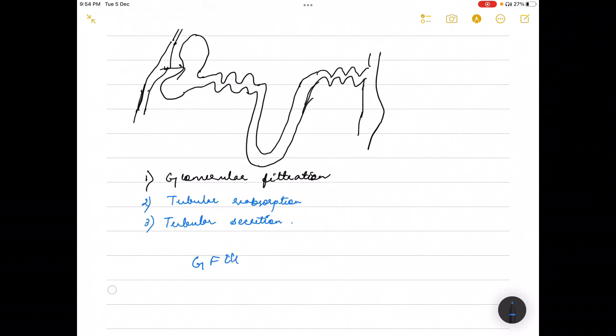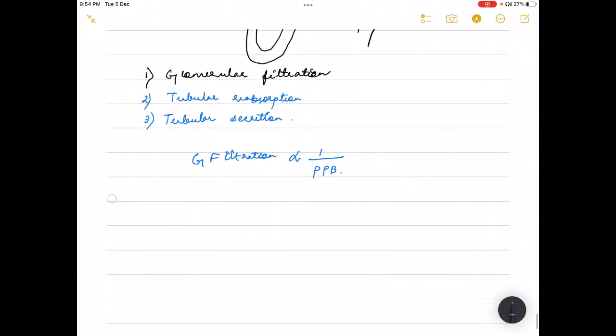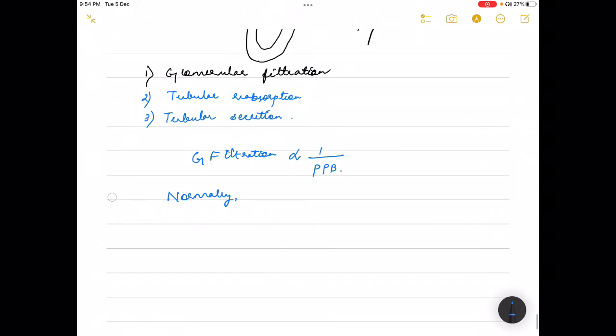Glomerular filtration in this case is inversely proportional to the plasma protein binding of drugs. Now, what is the normal GFR of a person? Normally, the GFR is around 125 ml per minute.